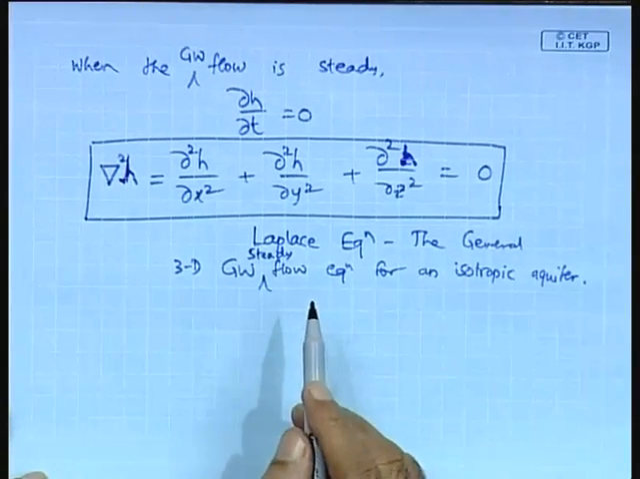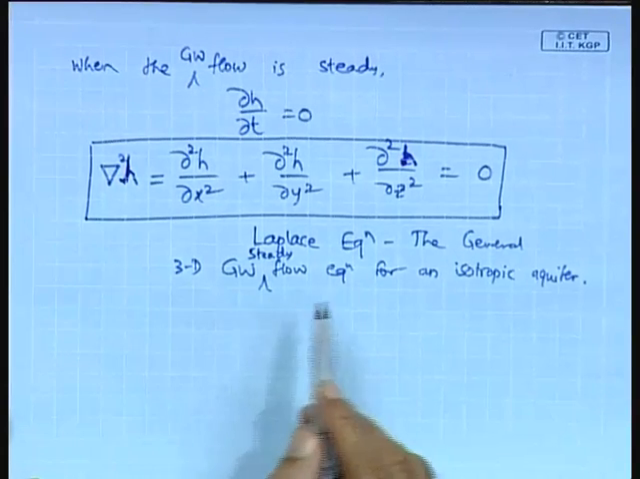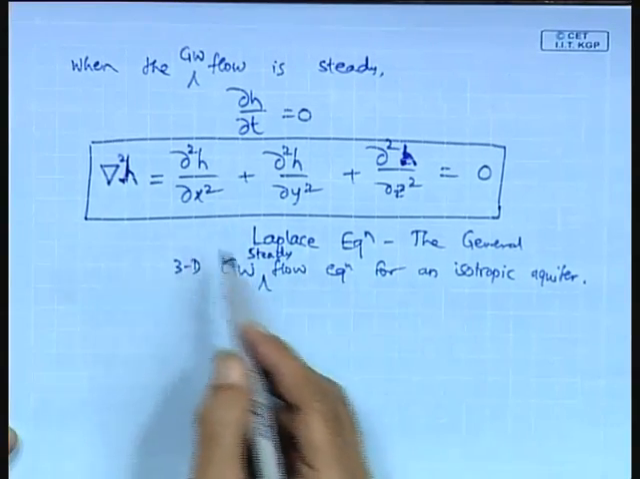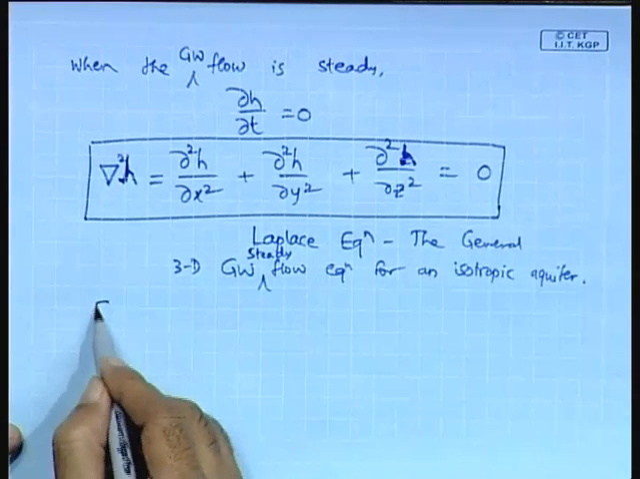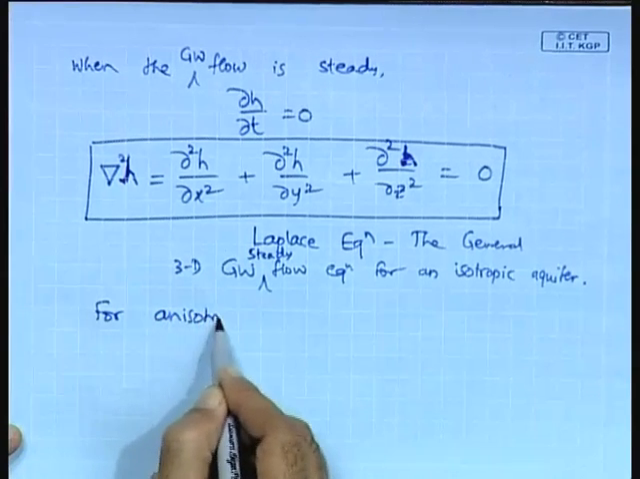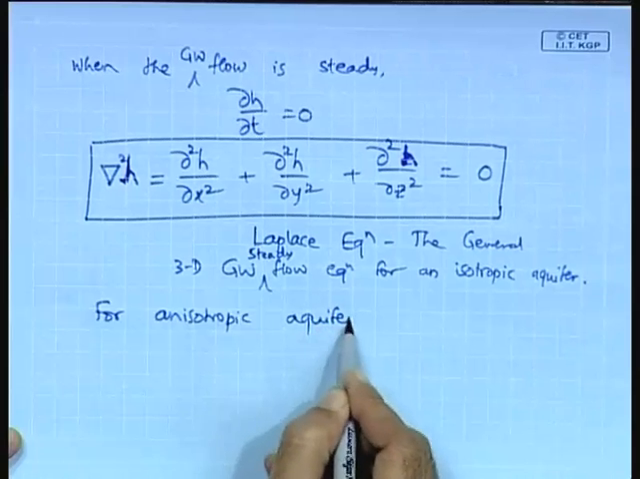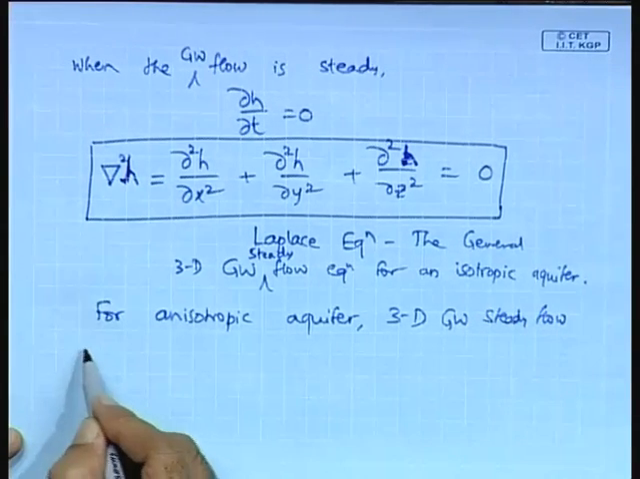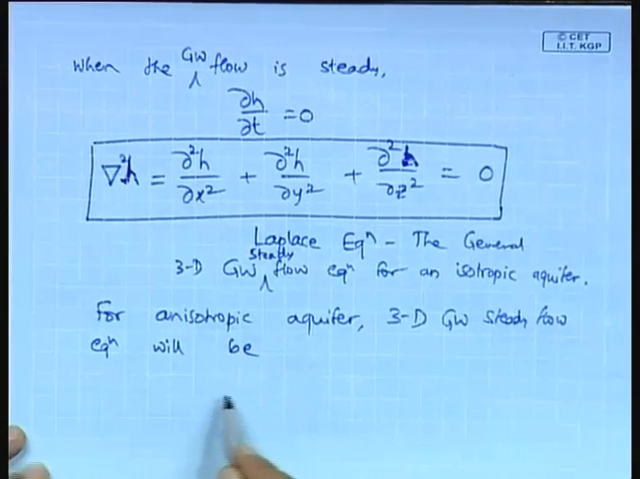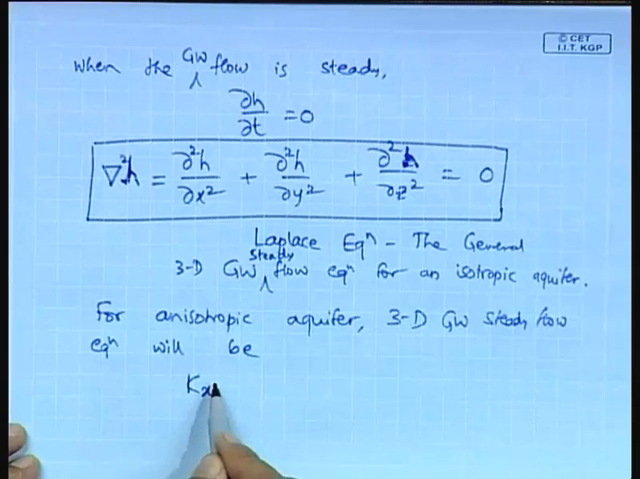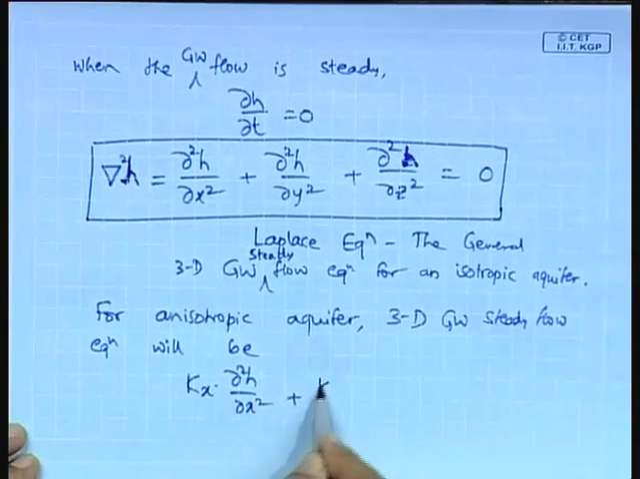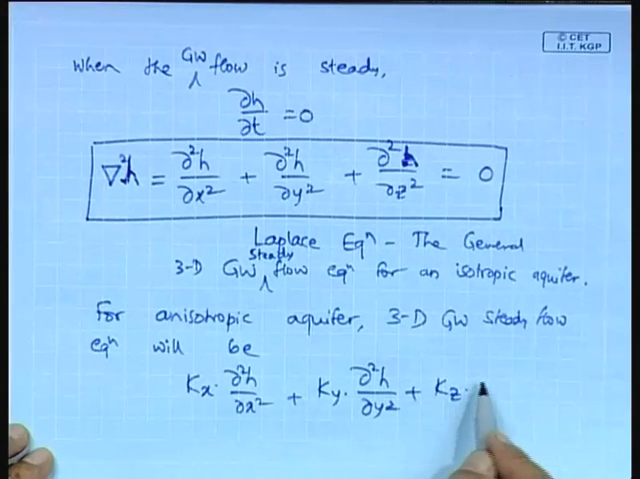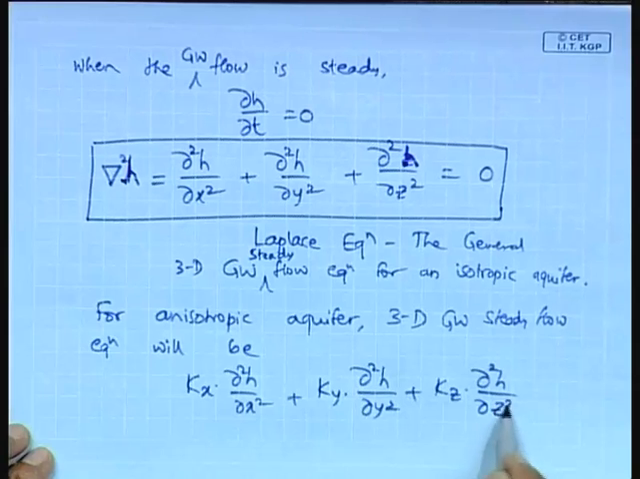So initially when the aquifer was anisotropic, in that case the terms will be different. So for an anisotropic aquifer, the 3D groundwater steady flow equation will be Kx into d square h by dx square plus Ky into d square h by dy square plus Kz into d square h by dz square, this is equal to 0.